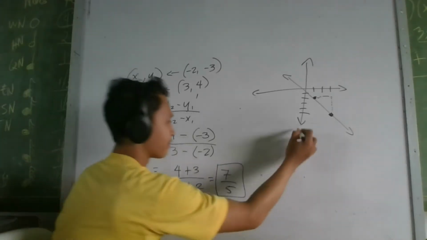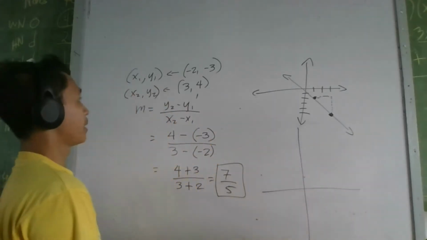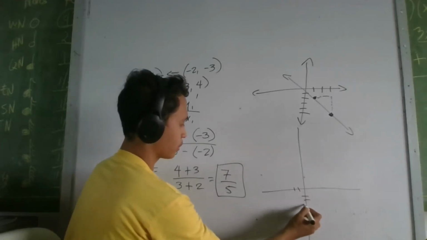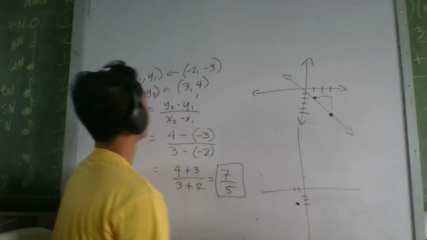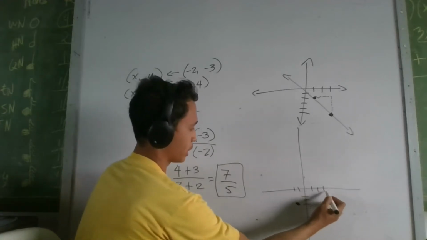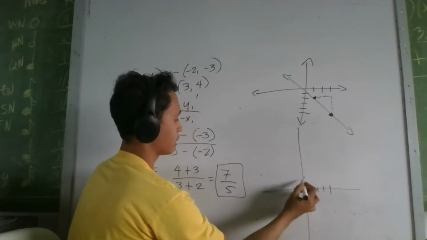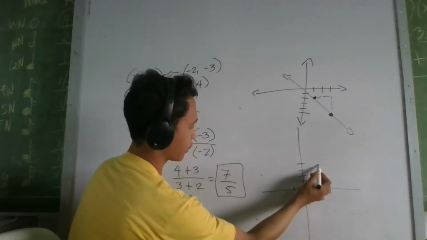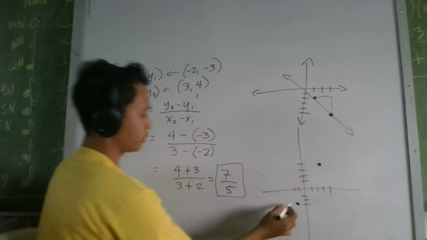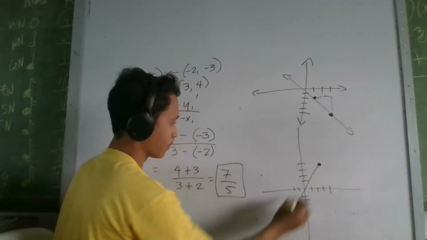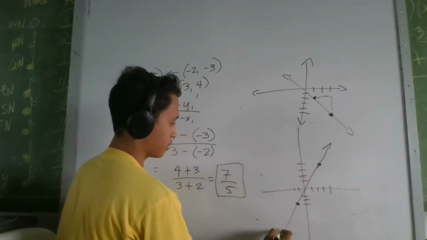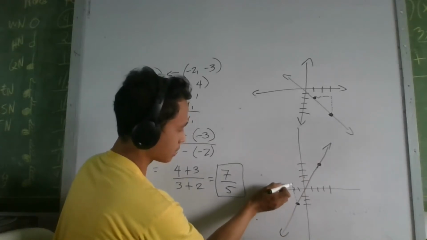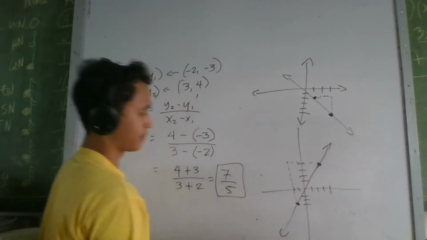Okay? By graph, let's see if it's correct or not. By graph, that is negative 2, 1, 2, negative 3, 1, 2, 3. So it's right there, right? 3, 4. That is 1, 2, 3, 4. Oh, sorry, 1, 2, 3. Then 4, 1, 2, 3, 4. Right? So 3, 4. Right there. Okay. So if we're going to connect the 2 points, right? So there is the connection, straight line. Okay, kasi linear tayo. Find the slope. Yung slope natin dyan is yan. Okay? That is the slope.